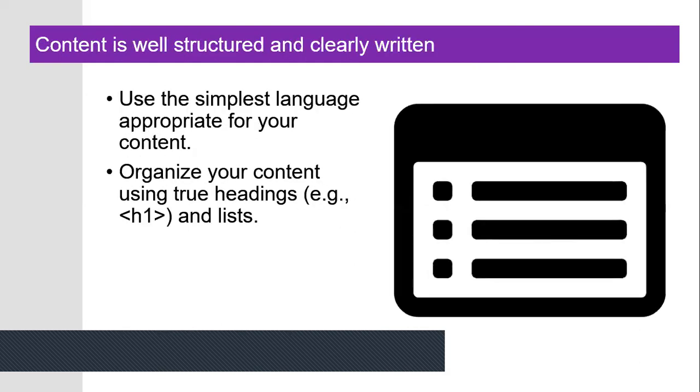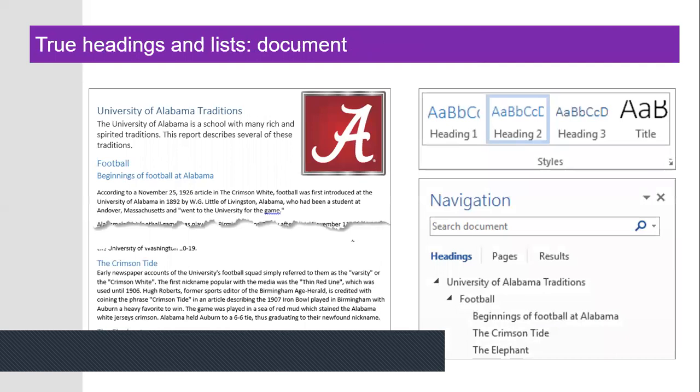The next principle of digital accessibility is ensuring that your content is well structured and clearly written, by using the simplest language appropriate for your content and organizing your content using true headings and lists. Someone who doesn't have full use of their vision can't see the larger or bold font, often used to indicate titles or headings or subheadings, but they can perceive the appropriate markup and use it to navigate through a document or other digital content with a screen reader.